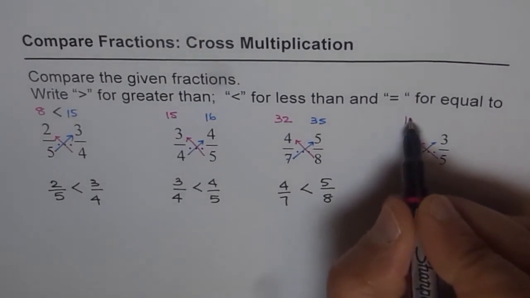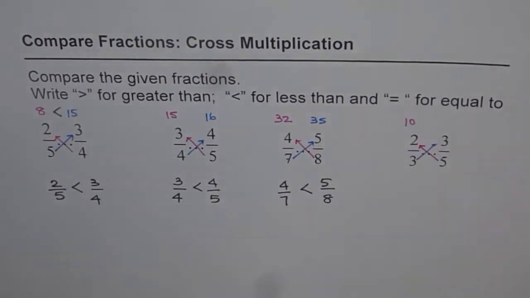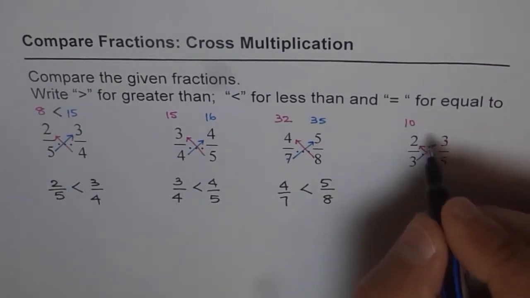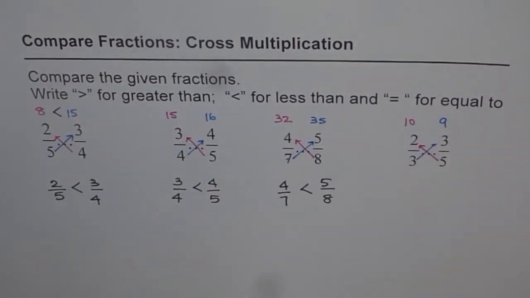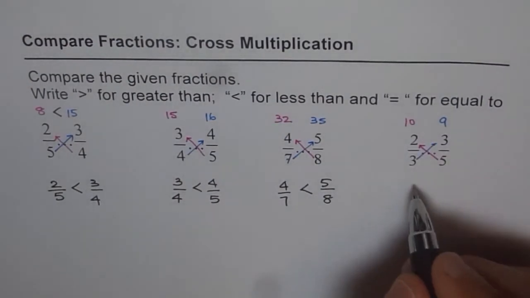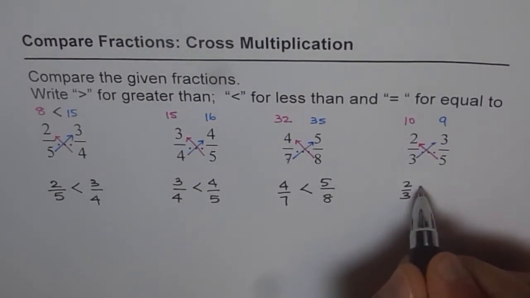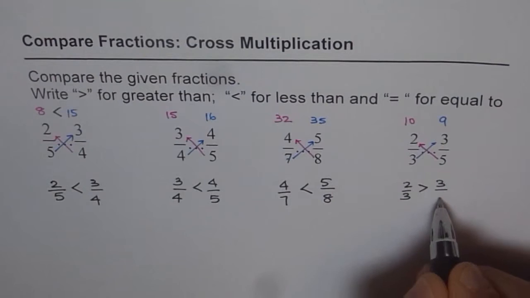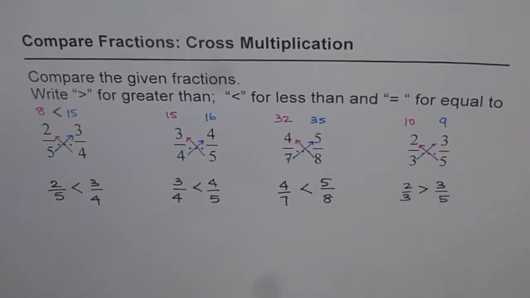5 times 2 is 10, and 3 times 3 is 9, right? Now you know which one is greater. 10 is greater than 9, so we have 2 over 3 is greater than 3 over 5. So that is how you can do cross multiplication and easily find your answer. Do you see that? That's easy.